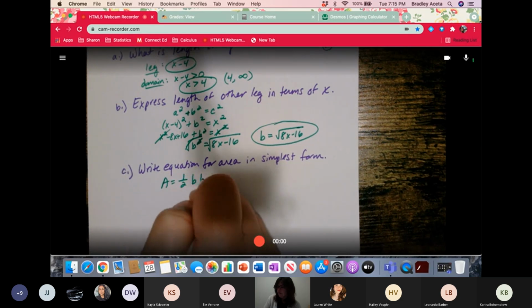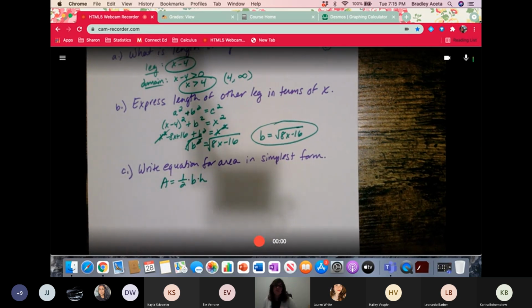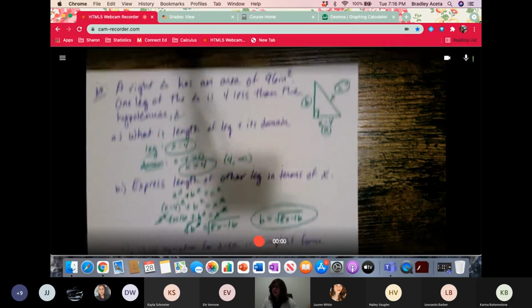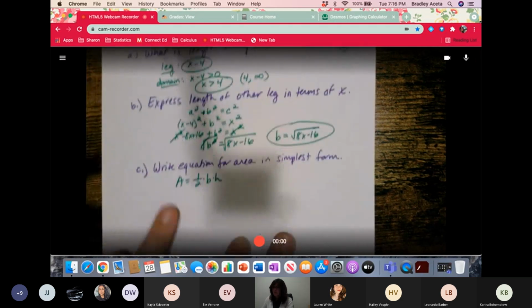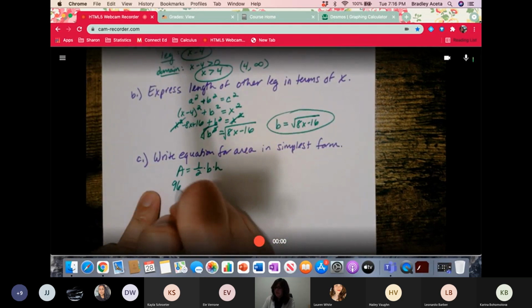1/2 base times height. Or maybe your teacher said base times height and then divide by 2. It's the same thing. I just like 1/2 times base times height. They already told us what the area was. They told us it was 96 inches squared. So I'm going to put a 96 right here.